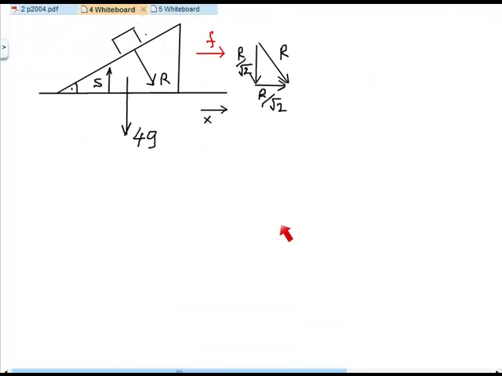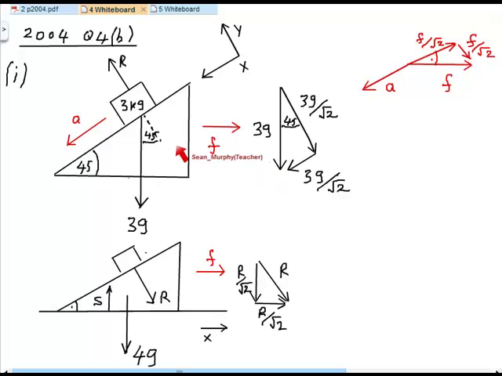Part 2. So first we must apply F equals ma to the 3 kg particle in the horizontal and vertical direction. Let's do it horizontally first. Horizontally, what's happening? By horizontally we mean along this x-axis here, so this is the forward direction down the plane. And what forces are moving forward? There's only one, 3g over root 2. So this is our force diagram, 3g over root 2.